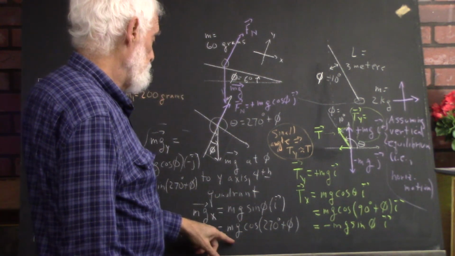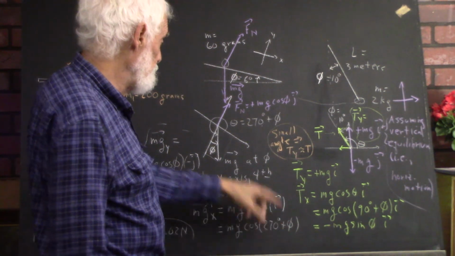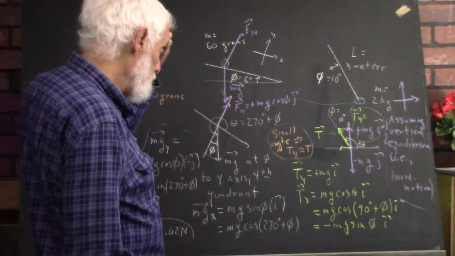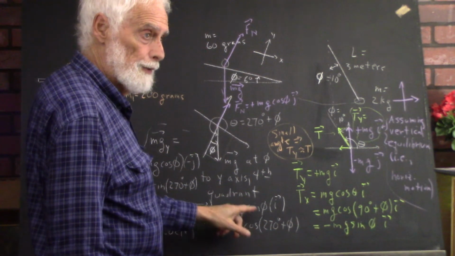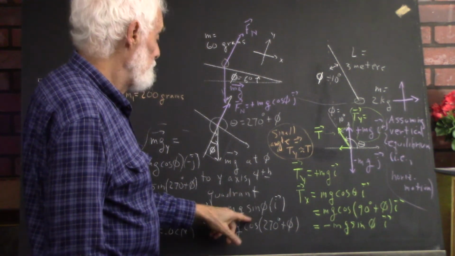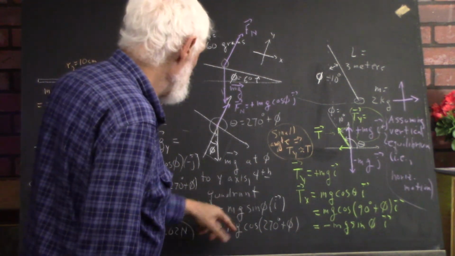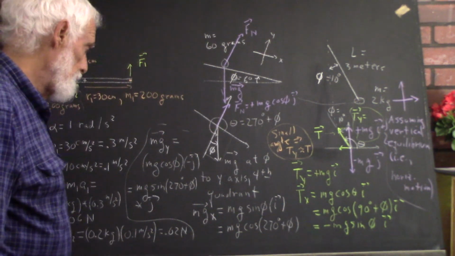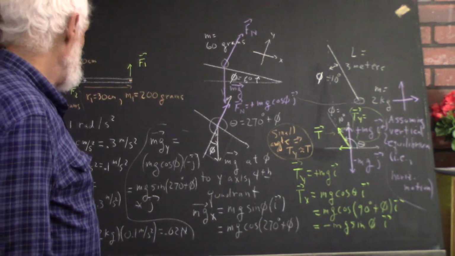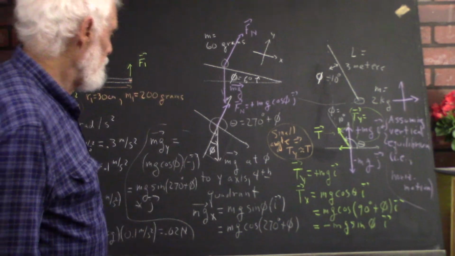And that could also be written mg cosine of 270 degrees plus phi by this, and you can do this without thinking much. This requires more thinking, but there's also intuition involved, so both ways of looking at it are valid. Okay, well, there's that.